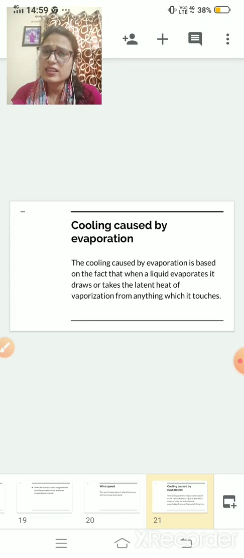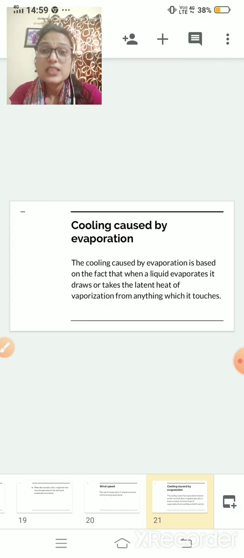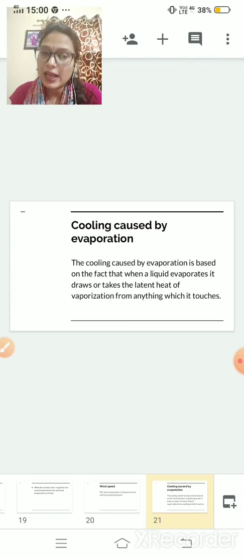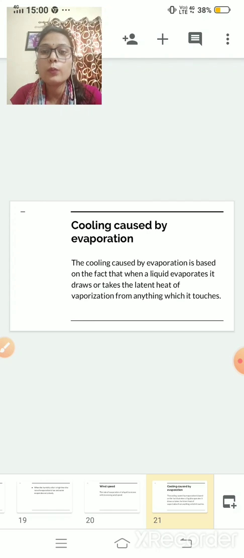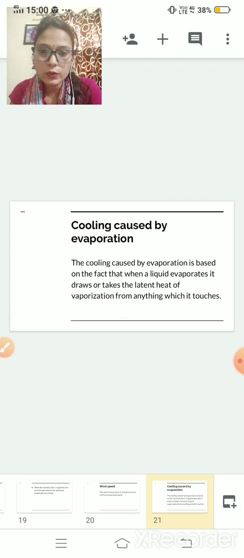Clear? Like this, there are lots of examples, like your earthen pot, and sprinkling of water on the earth during the summer days. Why do you wear cotton clothes? Because cotton clothes absorb your sweat. That's why during summer you prefer to wear cotton clothes. Clear? I think this is clear to you.